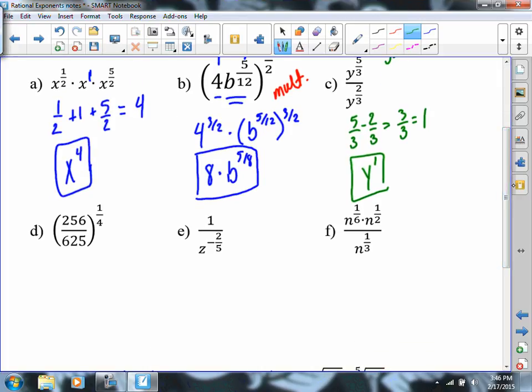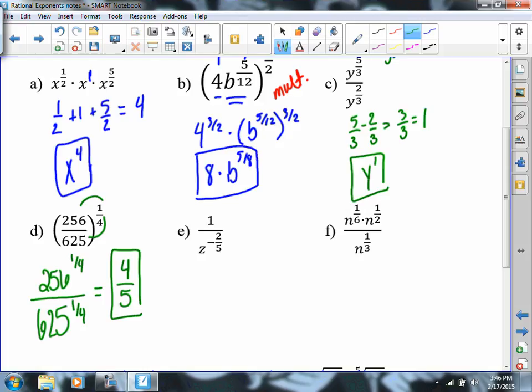Okay, for part D, I kind of saw this earlier in the notes when we had a fraction in example 2. And you should know that even when you have a fraction and you have an exponent outside of it, you're going to distribute that fractional exponent to the numerator and the denominator. So we'll have 256 to the 1/4 power and 625 to the 1/4 power. Now these you want to do on your calculator. And 256 to the 1/4 power, that's going to be 4. And 625 to the 1/4 power, that's going to be 5. So you have 4/5.